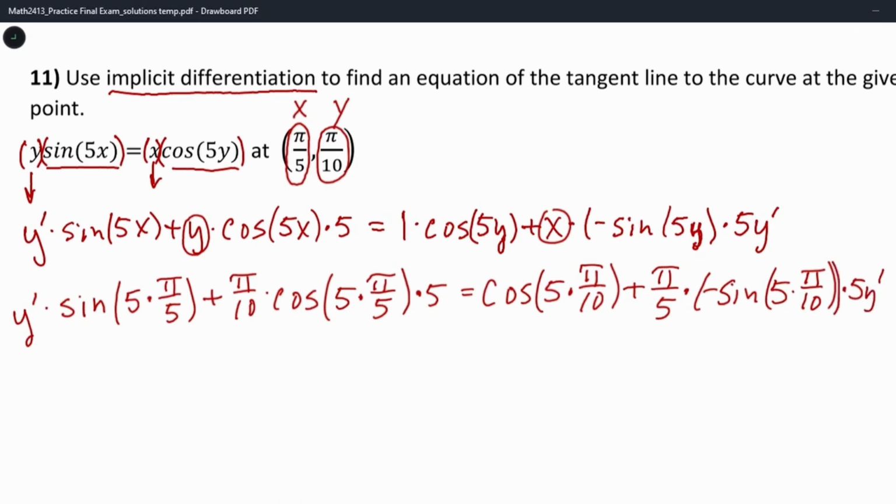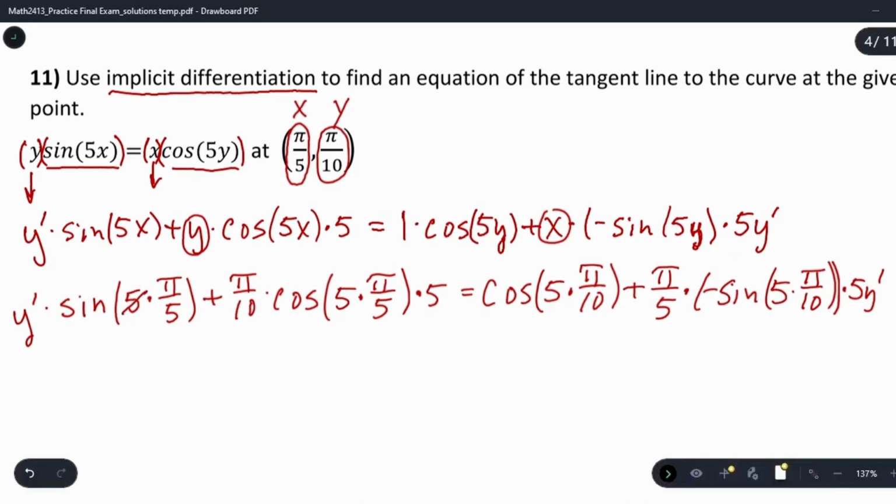And then we can simplify. 5's reduce out, gives us the sine of pi. Here, 5's reduce out, gives us the cosine of pi. 5 goes into 10 2 times, giving us cosine of pi over 2. And 5 goes into 10 2 times, giving us negative sine of pi over 2.